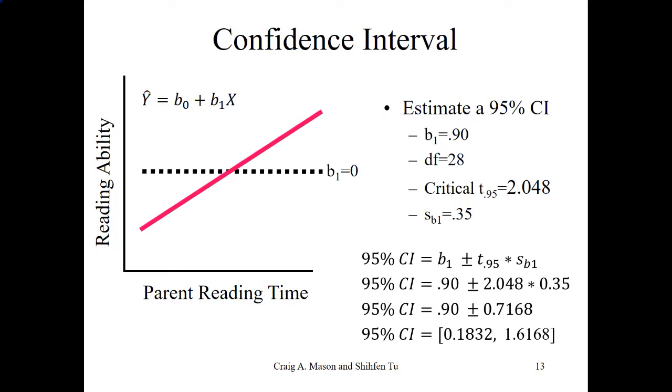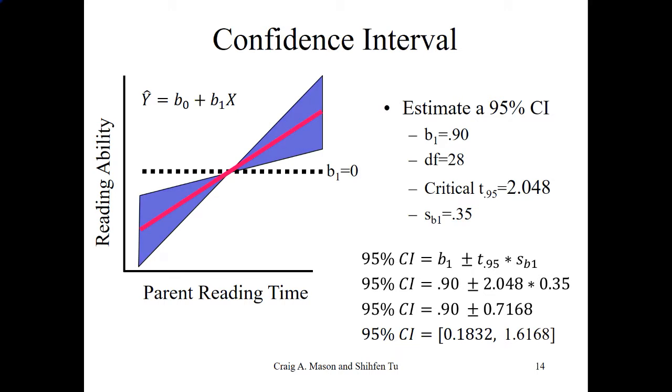Okay? Now, 0.9 minus 0.7168 is 0.1832, while 0.9 plus 0.7168 is 1.6168. One form of notation for these values is to write the two numbers separated by a comma in a pair of parentheses, so that it's parenthesis 0.1832, comma, 1.6168, and parenthesis. Those slopes of 0.1832 and 1.6168 define the bounds of our confidence interval.